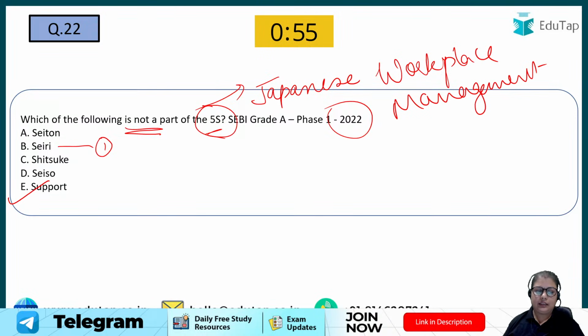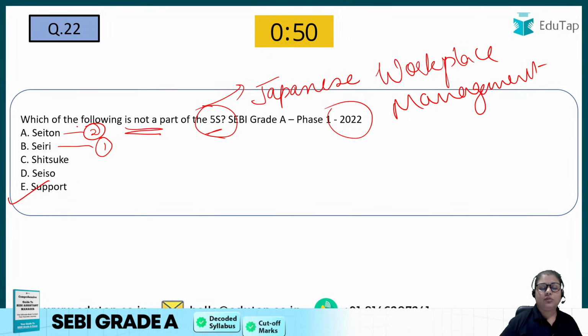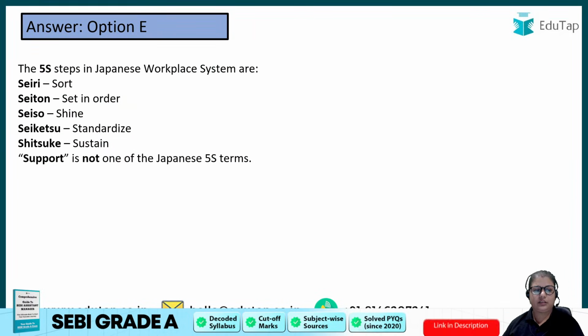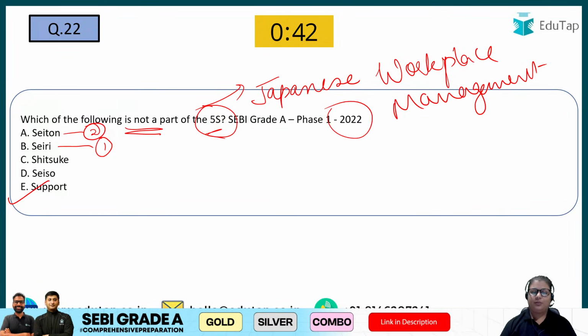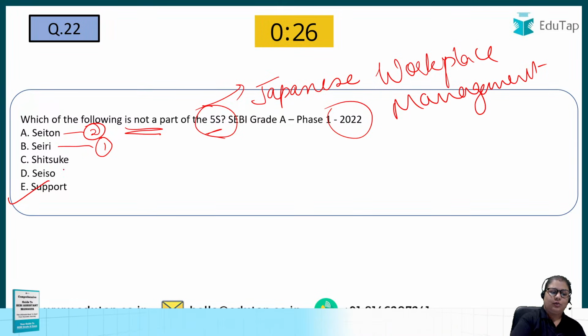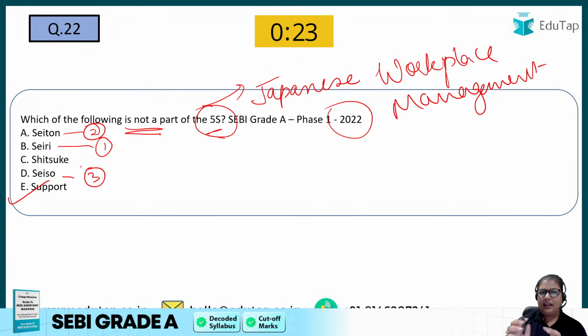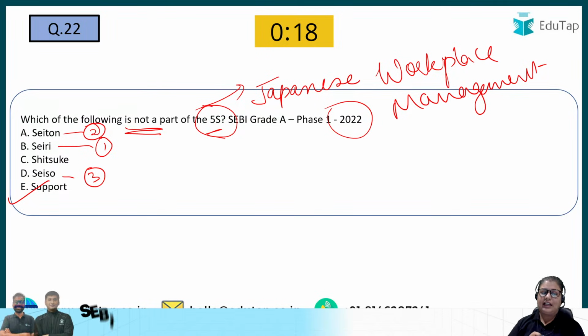Okay, then the next is Seiton. Seiton is to set everything in order. Like what should be kept in the first place, what in the second place, and what in the third place, so that everything is accessible to you. First you sort everything. If your pen stand is very clumsy, you'll sort it out. Then you'll set everything in order. Then the third is Seiso. Seiso is to clean everything. Every day you should clean whatever you work on, so that you can maintain hygiene also.